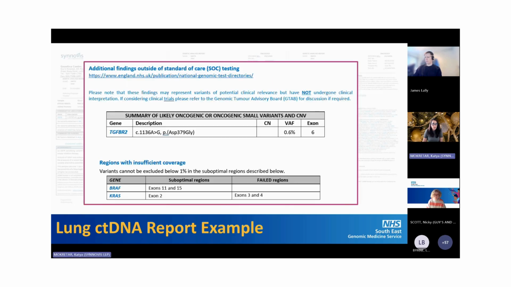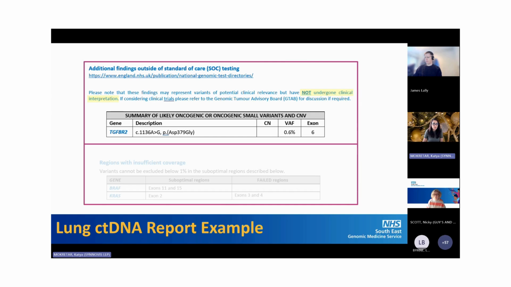Now let's move to the second page, where the first bit is any additional findings. Anything that's not covered by the M code that James just showed earlier, we'll report here, and we will report everything that's tumor specific, pathogenic or oncogenic or likely oncogenic and detected by the panel. It's very important to know that those findings will just be listed, but there will be no clinical interpretation. Should you need further clinical interpretation, we recommend referring those to GTAP.